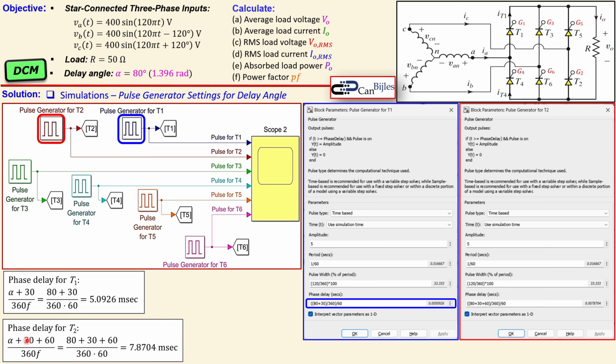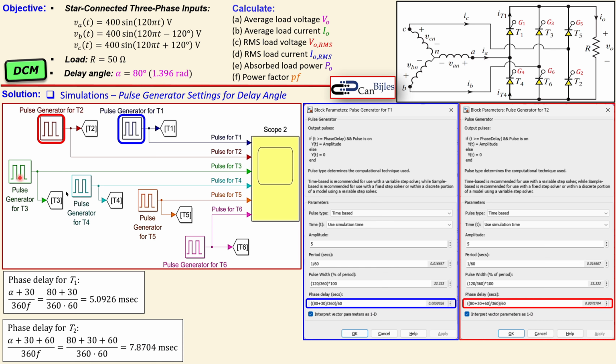Alpha, again, plus 30, but now you need to add 6 degrees and you divide exactly by 360, again, exact same. So that will result in a different time. So it will be then 7.8704 milliseconds. And that will be then here. You see that actually that exact value.